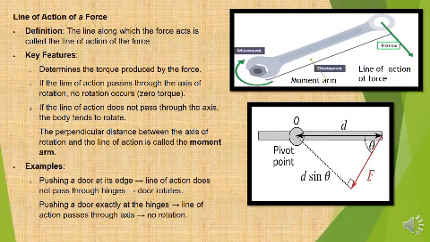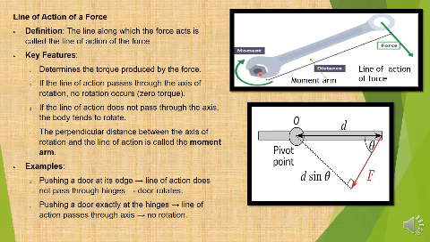Now the line of action of force. The line along which the force acts is called the line of action of force. If you can see the figure, this line passes through the point where the force is acting, so this is the line of action of force. It determines the torque produced by the force. What is torque? Basically, it is the moment. And how can we understand what is moment?